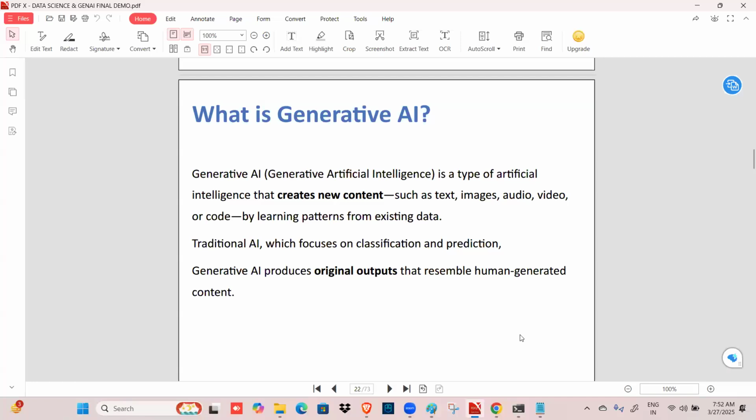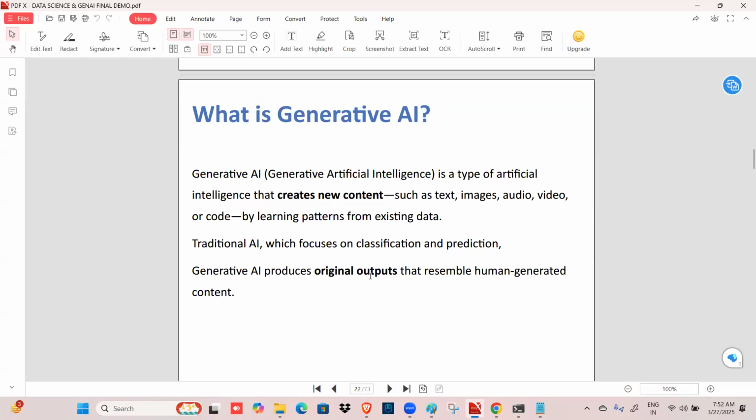So what is the major difference between traditional AI versus generative AI? Traditional AI focuses on classification and prediction. If you have the data, we are going to classify whether the patient is having diabetes or not. And we are going to predict the stock price, what it would be after 3 months or next year, compared to today's stock price. So the concerned organizations use it for that.